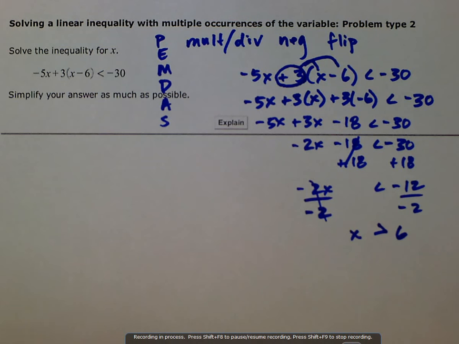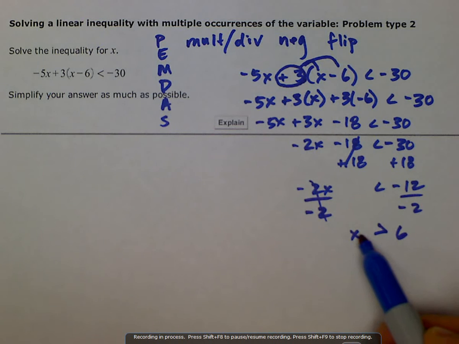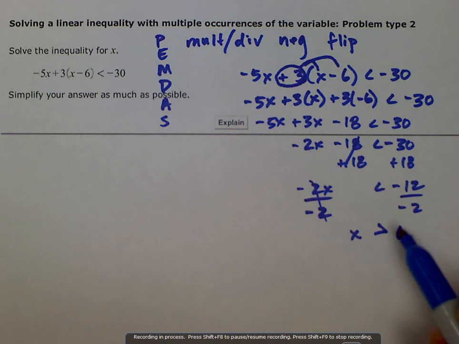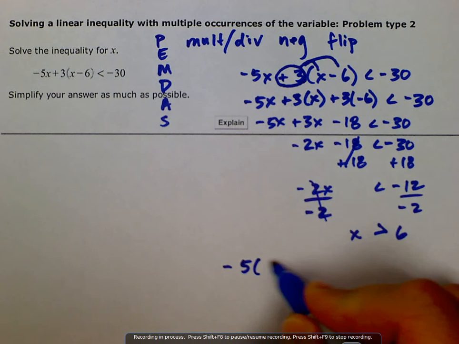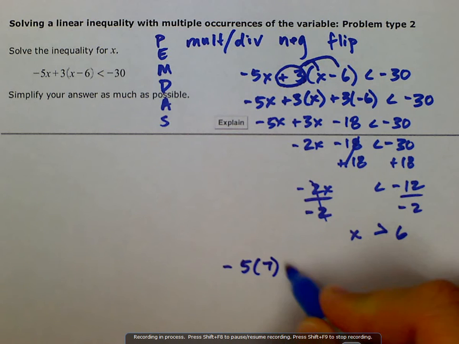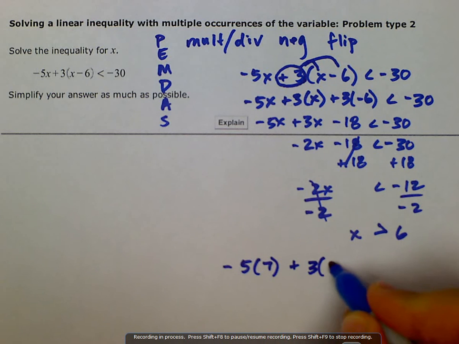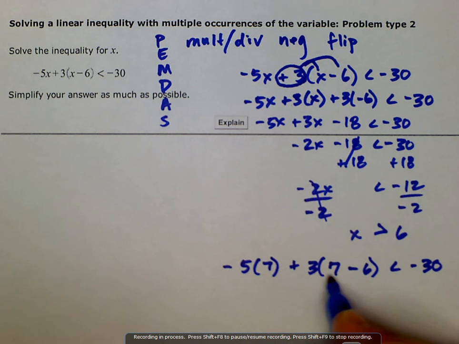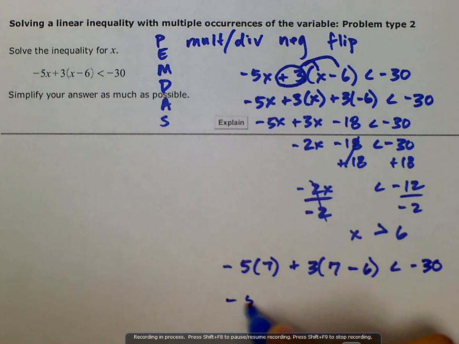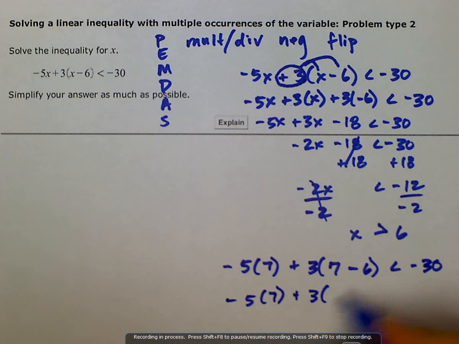Then we can check our work to make sure we're accurate. If x is greater than 6, then I can put in anything bigger than 6 for x, and I should get a true statement. So let's try it. I have negative 5 times x. If we put in 7 for x, let's see if we get a true statement. Negative 5 times 7 minus 6 is less than negative 30. Parentheses first: negative 5 times 7 plus 3 times 7 minus 6, which is 1, is less than negative 30.